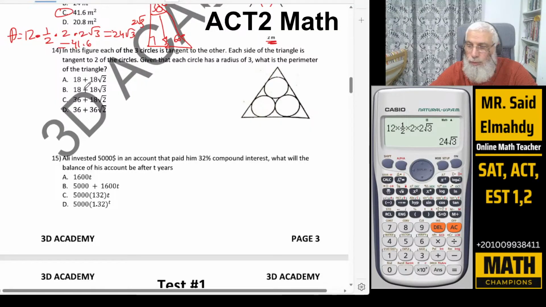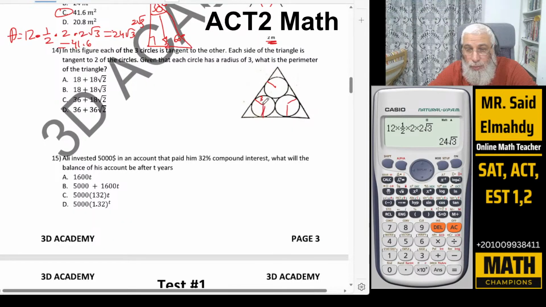Question number 14. In the first figure, each of the 3 circles is tangent to the other. Each side of the triangle is tangent to 2 of the circles, given that each circle has a radius of 3. So this radius is 3, this radius is 3, and this radius is 3.